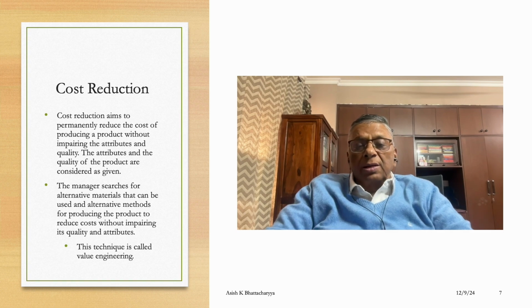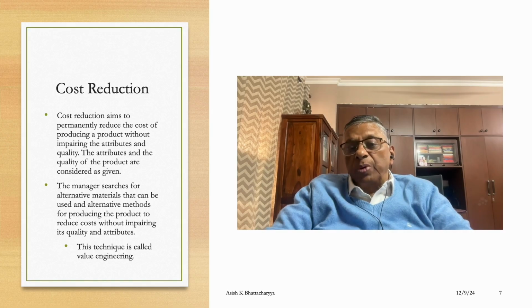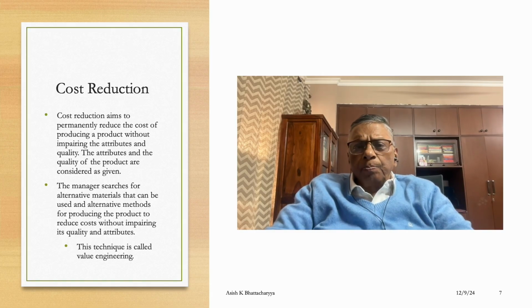For example, we can substitute a low cost material. We can adapt a particular technology while providing the services. Then we say that cost will be reduced permanently if we adapt this technology, this system, this way of delivery. But even at this stage, you don't question the attributes and quality of the product or service. You say that the attributes are given, but I have to reduce the cost permanently.